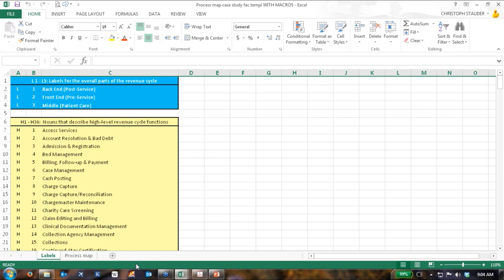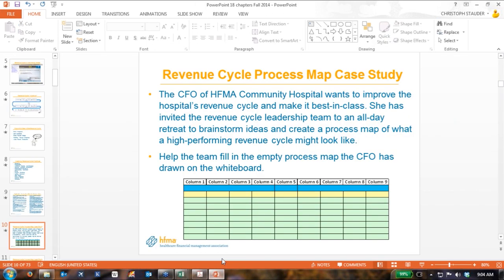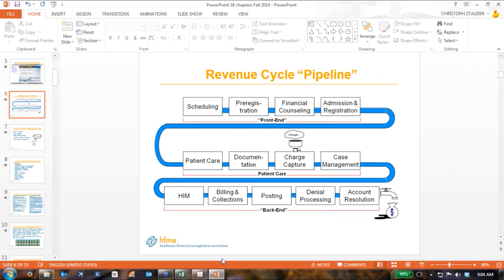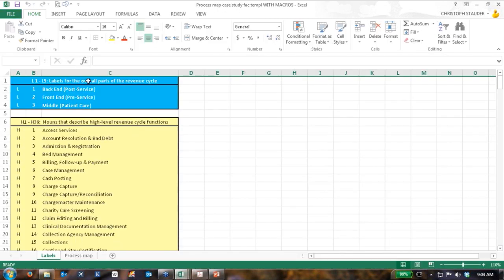class? So I give people a list of labels, and the very top level labels are front end, middle, and back end, because those are, as you remember from our pipeline, the chief components. Front end, and this middle here is called patient care. You can call it something else if you want to in the back end. So you have at least that overall schema to organize this information.